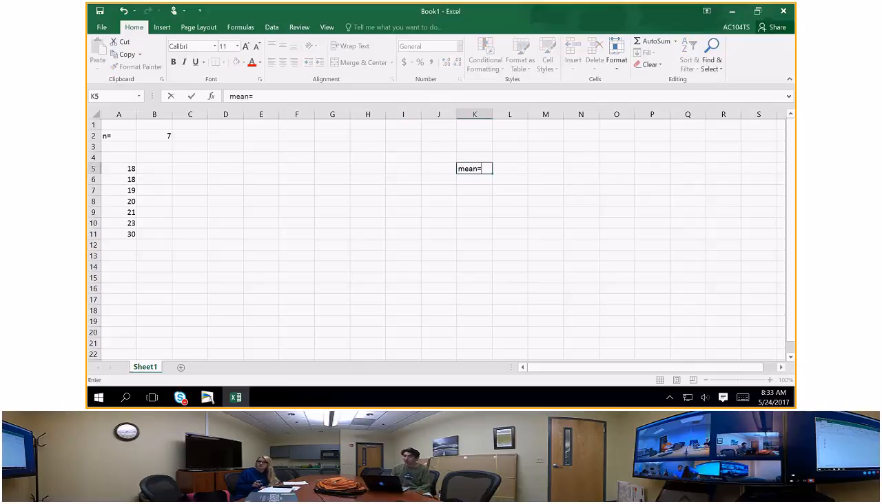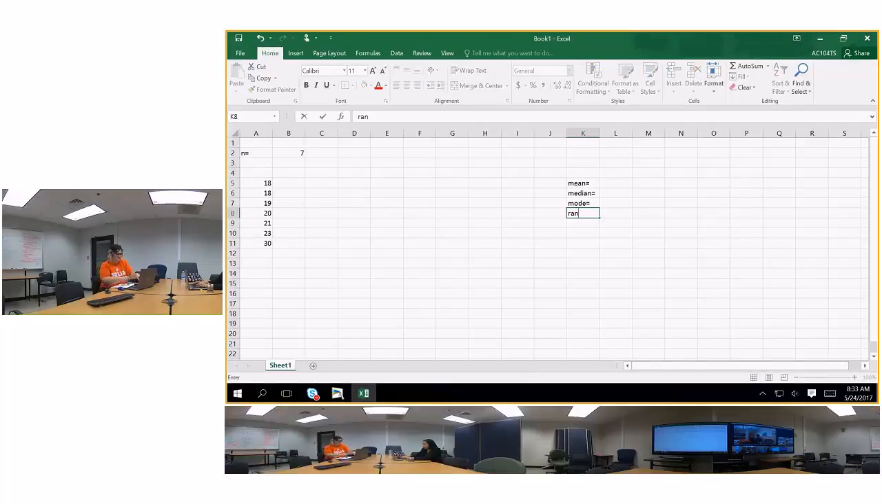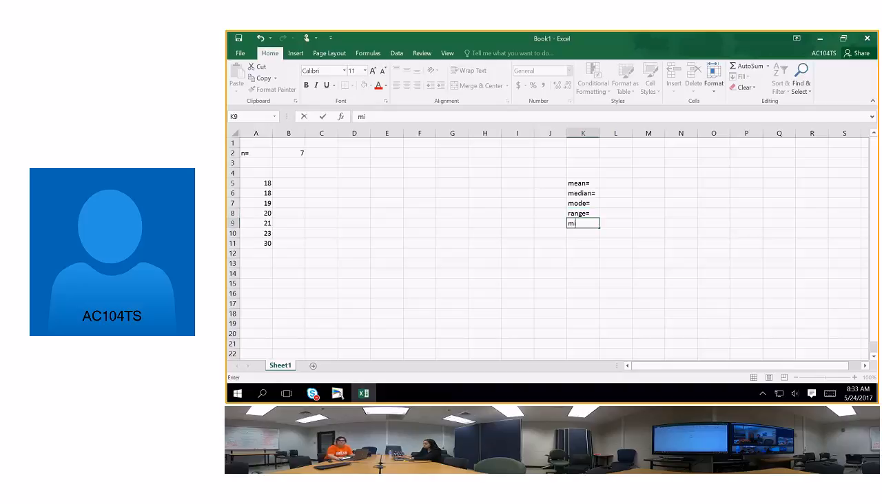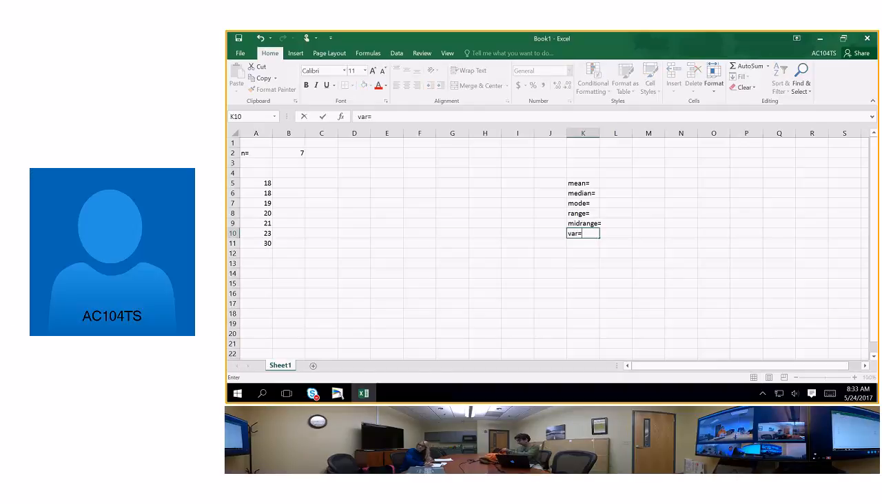Mean, median, mode, range, mid-range, range variance, and standard deviation. Go ahead and get started on those. I'll go ahead and do the mean for you so you'll have it.